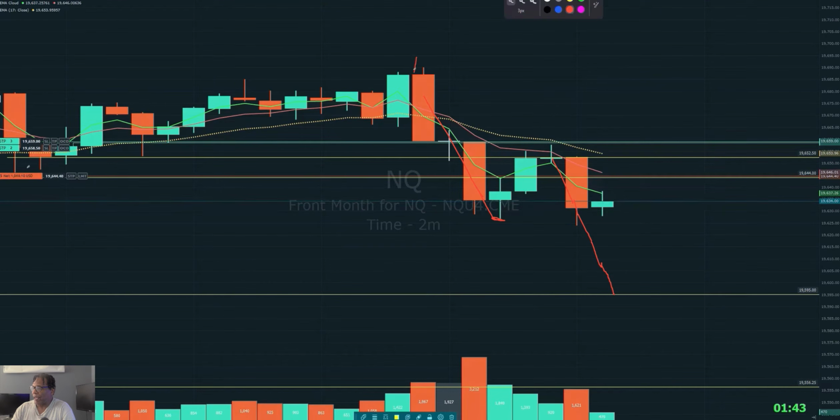So this would be like A, and then this would be your B, this would be your C, and then this would be your D. So what it is, AB equals CD. It's a one-to-one measured move. So you get this leg, you get a correction. Now you have 3 points, A, B, C, and you're looking for the fourth point, D, which is going to be your profit, your target.